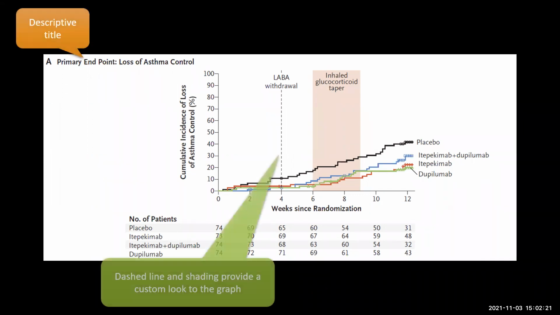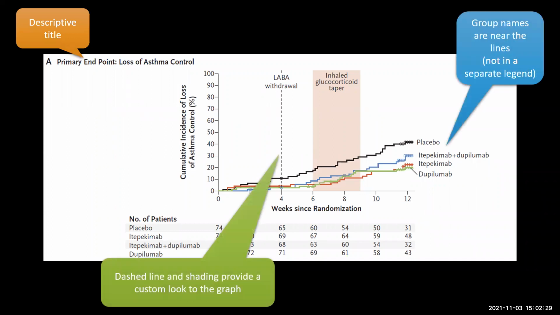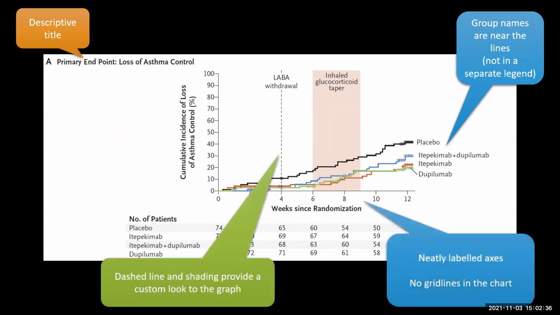So there's a descriptive title, and there's a dashed line and shading, which helps the reader understand how the study was conducted. The group names are near the lines and not in a separate legend, so it's very intuitive to read. And neatly labeled axes, and there are no grid lines in the chart. The chart itself has no grid lines. It is just a plain white field.